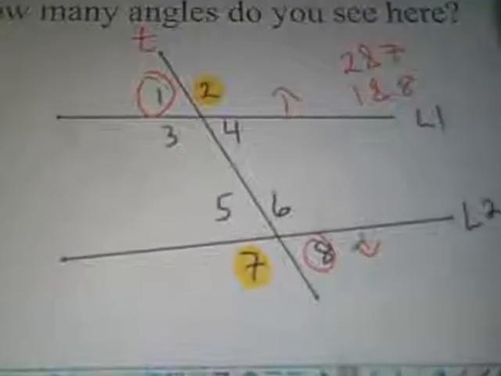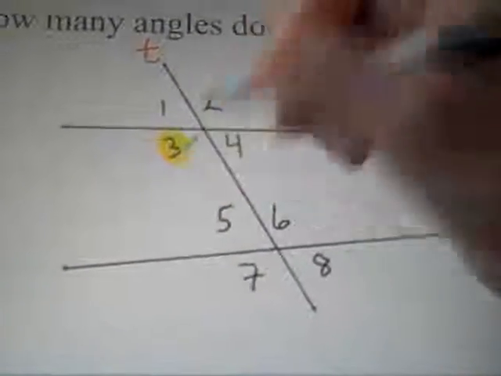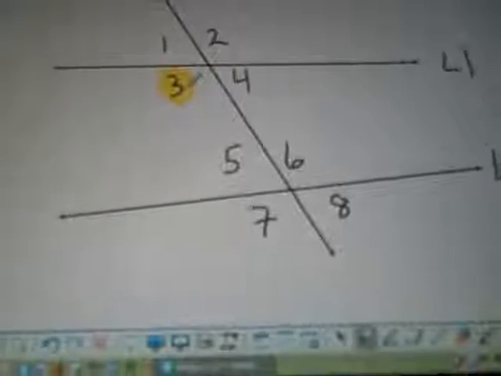Okay, very good. The last one we have as far as the key concept is this thing called consecutive interior angles. You may also hear me refer to this as same side interior angles. And consecutive interior angles or same side interior angles are exactly what they sound like. They're on the same side of the transversal and they're inside.